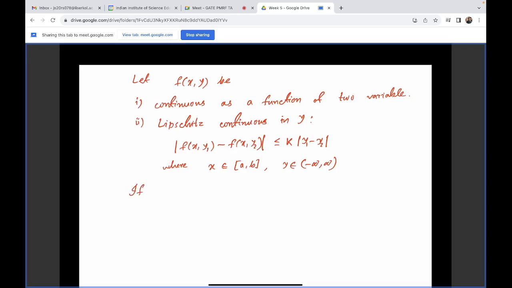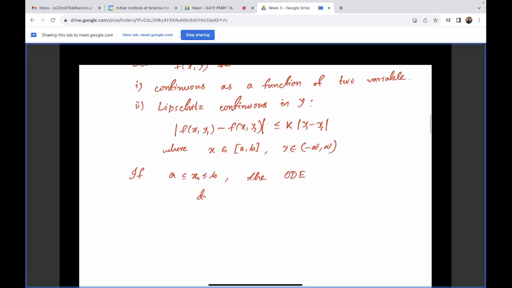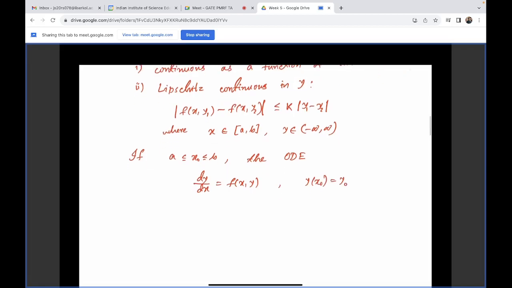If a is less than x naught less than b, then the corresponding ordinary differential equation, what is the ODE? dy/dx = f(x,y), and the initial condition at some point x naught it is y naught.